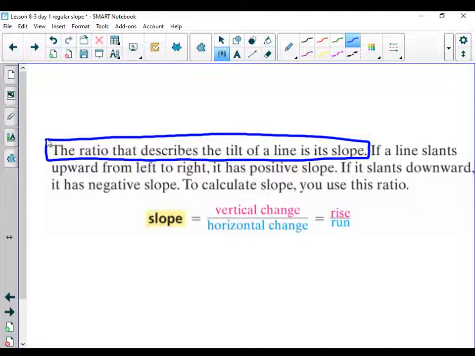Slope. The notes are a little weird. You could use this whole blank spot going down. Slope is the ratio that describes the tilt of a line.